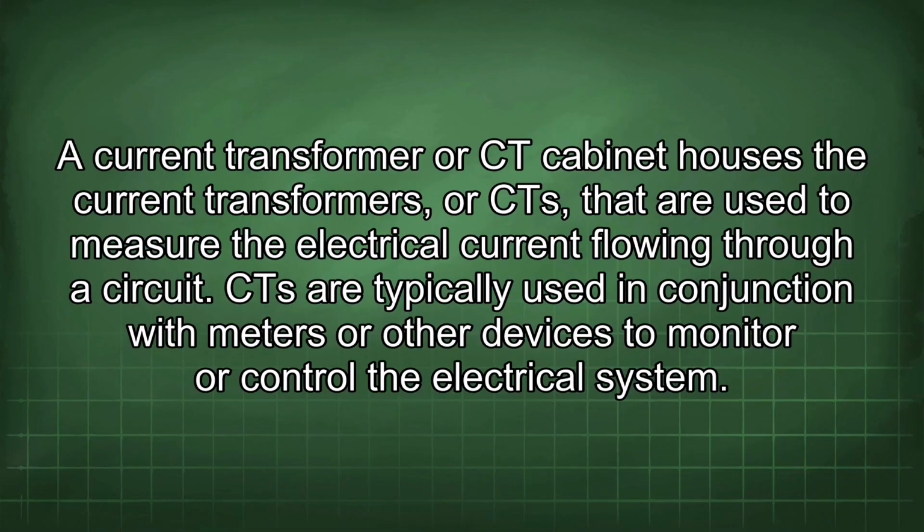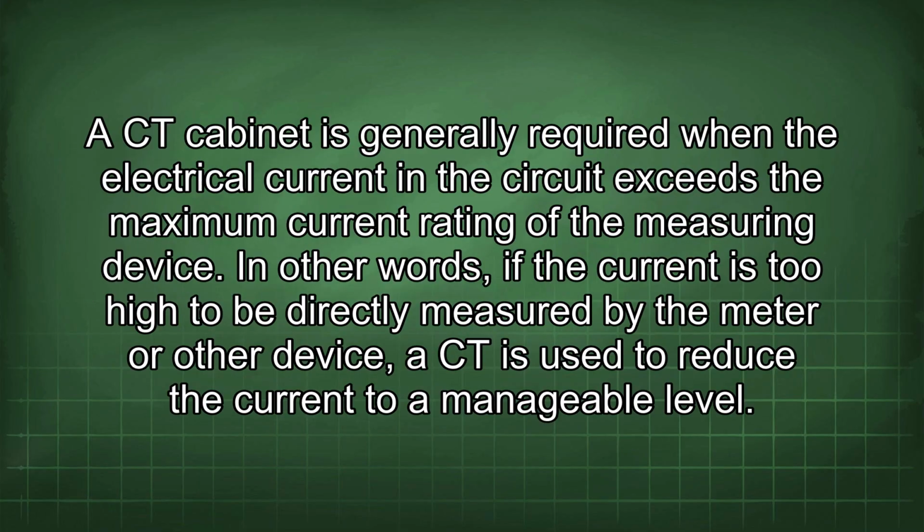A current transformer or CT cabinet houses the current transformers, or CTs, that are used to measure the electrical current flowing through a circuit. CTs are typically used in conjunction with meters or other devices to monitor or control the electrical system. A CT cabinet is generally required when the electrical current in the circuit exceeds the maximum current rating of the measuring device. In other words, if the current is too high to be directly measured by the meter or other device, a CT is used to reduce the current to a manageable level.